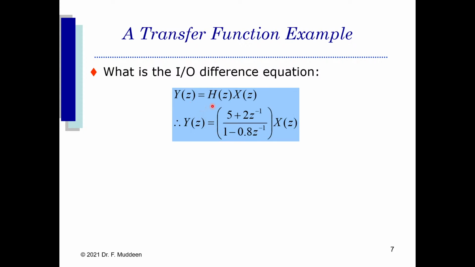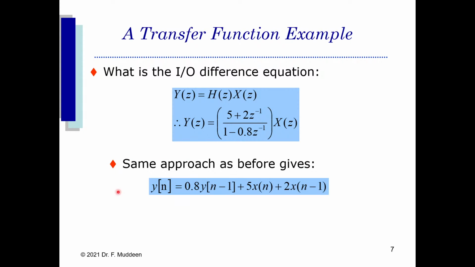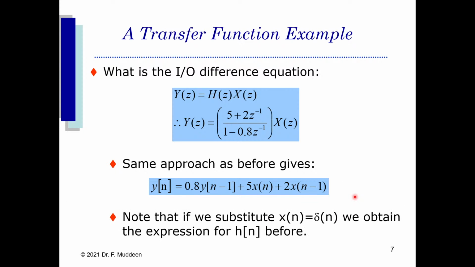So we know Y of z is equal to H of z times X of z, so we can remove that H of z component and put in Y of z and X of z. We can use the same approach as before, have all the y of n's on one side and all the x of n's on the other side, and Y of z's on one side, X of z's on the other side, and then we can use the inverse transform to formulate our terms back into y of n and x of n accordingly. And it's possible that if we substitute x of n equal to delta of n into this equation, we can get back the h of n equation that we saw in the previous slides.